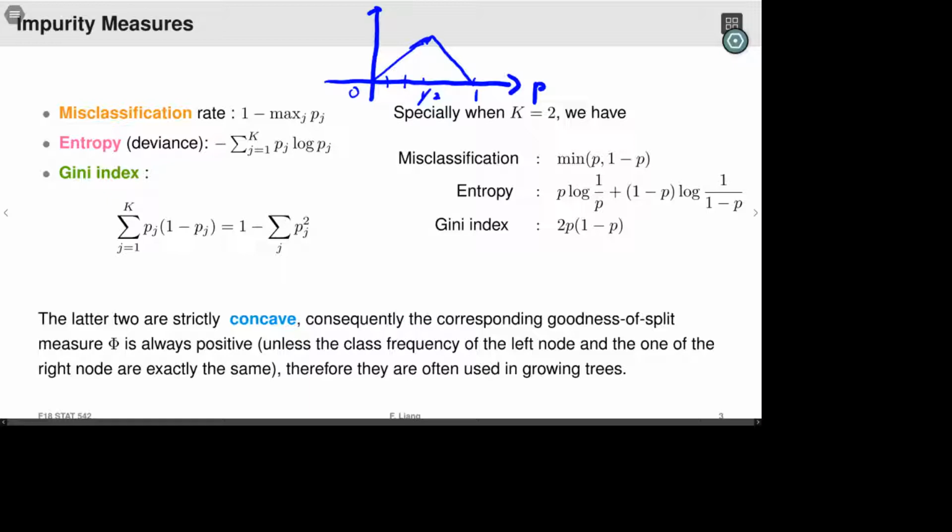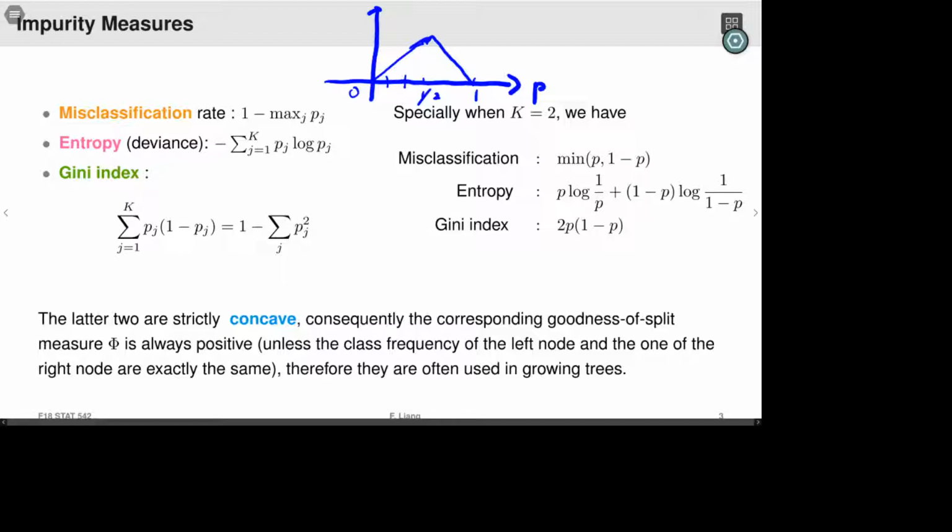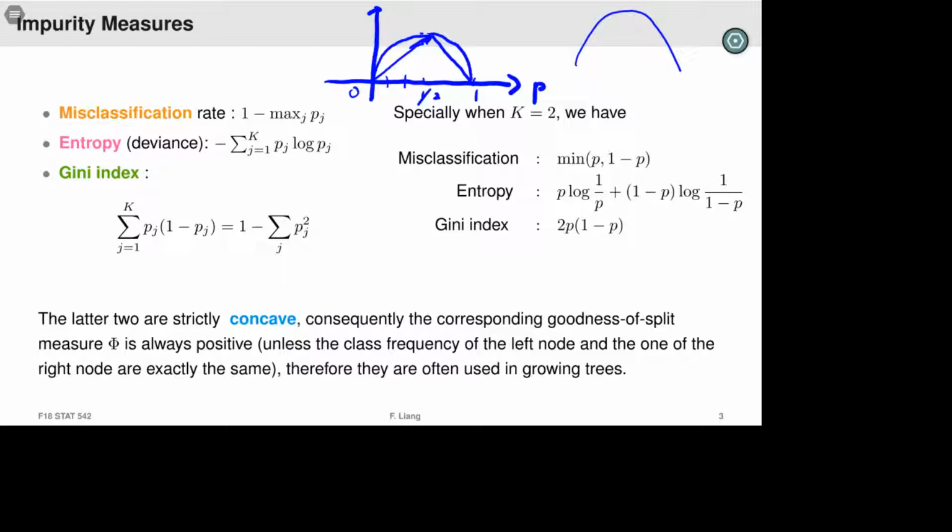But for entropy and Gini index, they're actually strictly concave. So the curve looks like this. It's a bit exaggerated, but let me just draw one side. So it's a function that looks like this, a bit too concave, something like this on one side, and the other way is like this. So that's what either entropy or Gini index will look like.